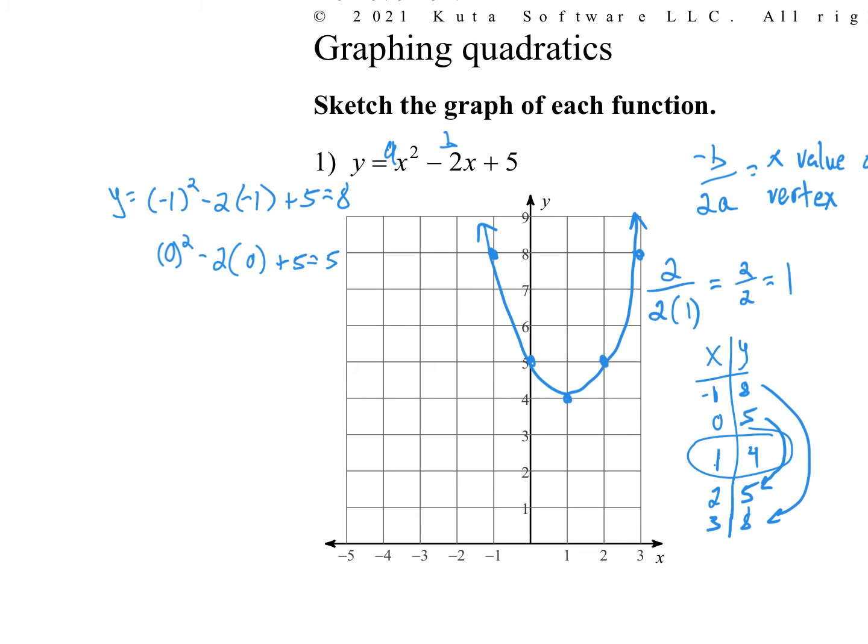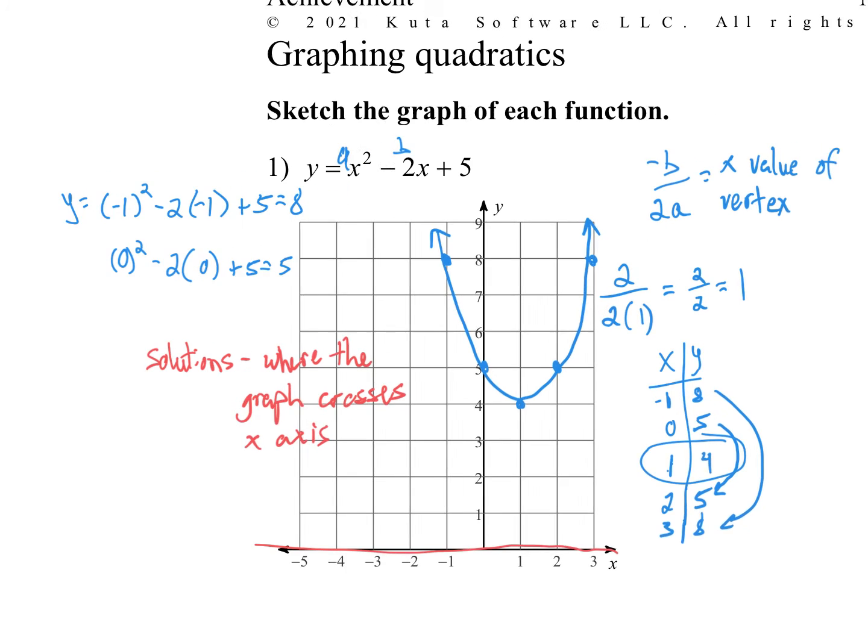Okay, the other thing I want you to do is to note the solutions. The solutions are where the graph crosses the x-axis. So you look at the x-axis and see, okay, where does this cross? Well, it doesn't cross it, right? Both sides of this graph are going up, so it's never going to turn back around and cross the x-axis. If it does cross the x-axis, then you'll want to tell me that.